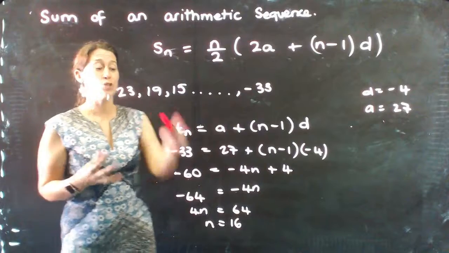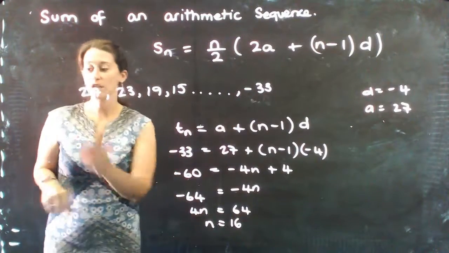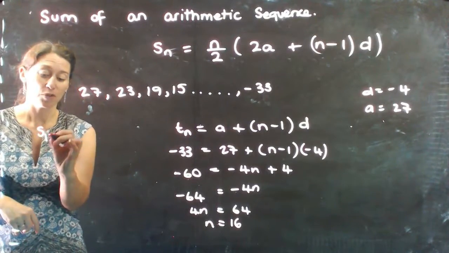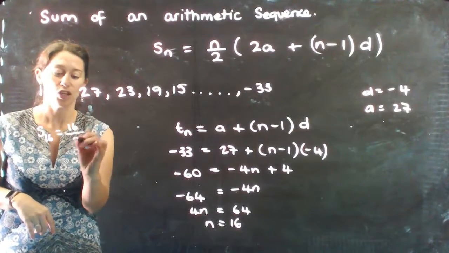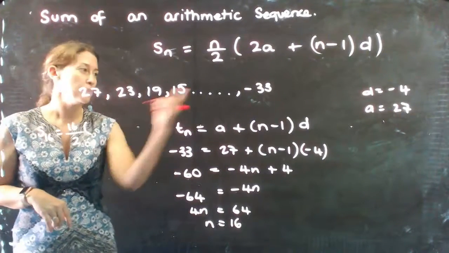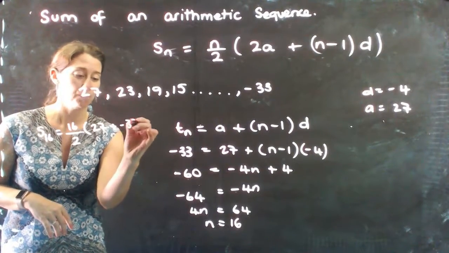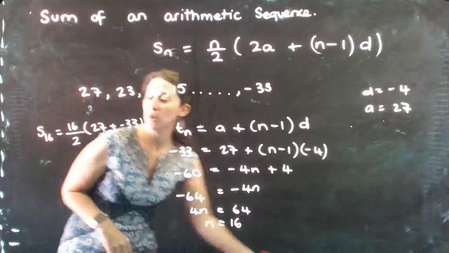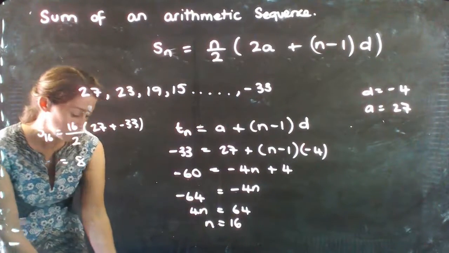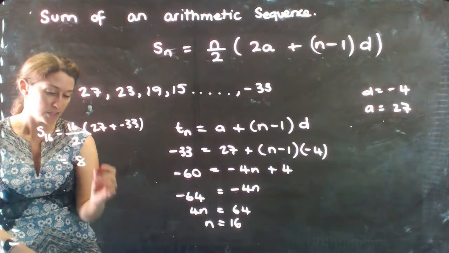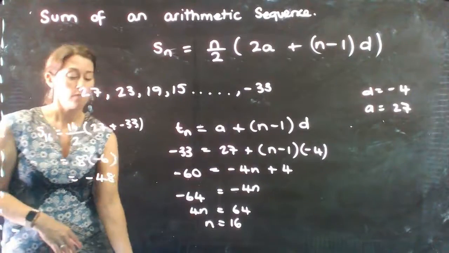So what we're now going to do is sum the first 16 terms, and we have the first and the last, so we can use the formula. The sum of the first 16 terms is n over 2, so 16 over 2, multiplied by a plus l, a being the first, which is 27, plus the negative 33. Alright, and then I can work out 16 divided by 2 is 8. 27 plus negative 33 is negative 6. So I'm doing 8 times negative 6, which is negative 48.